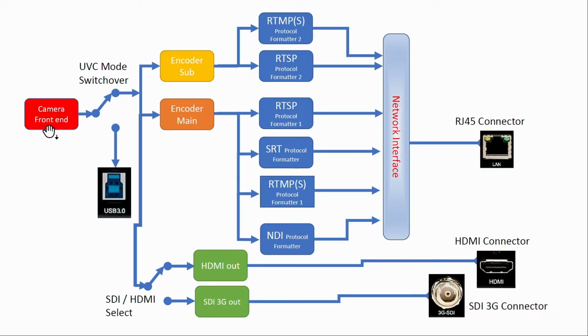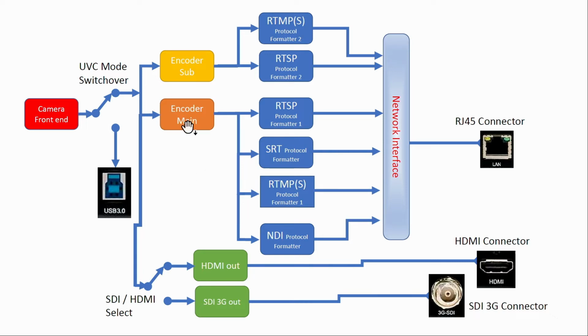Now let's look at the KY-PZ200. The KY-PZ200 is very similar in its internal structure to the 400, but this is a full HD camera, so the camera front end is full HD. What also distinguishes the KY-PZ200 from the 400 is that it has an extra USB 3 connector. Because the KY-PZ200 is capable of supporting UVC mode, so you can use it like a web camera. If you use the USB 3 connector in UVC mode, all the internal encoding, however, will be switched off as indicated by this selection switch here.